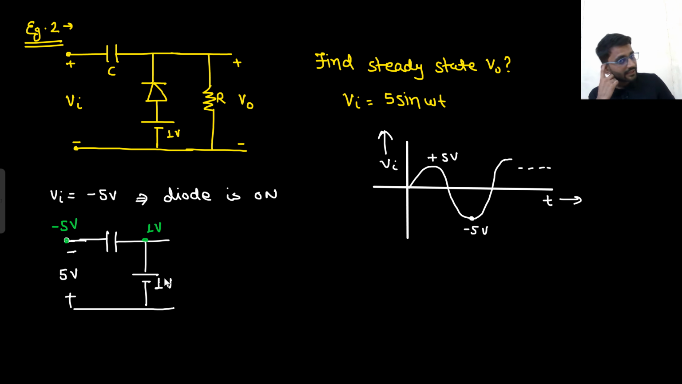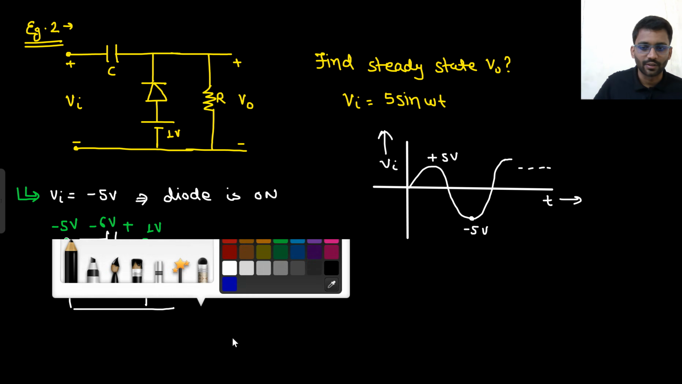So how will your capacitor charge? Capacitor is charged to 6 volt. 1 volt and minus 5 volt here, you need to take the difference. That is 6 volt. So it is charged to 6 volt in this direction. Understood? When Vin is minus 5, the diode turns on at the maximum negative supply. So here minus 5 and here 1. That means the capacitor is charged to 6 volt.